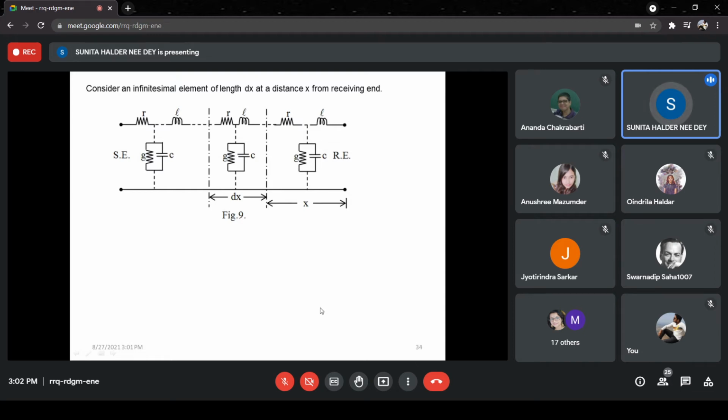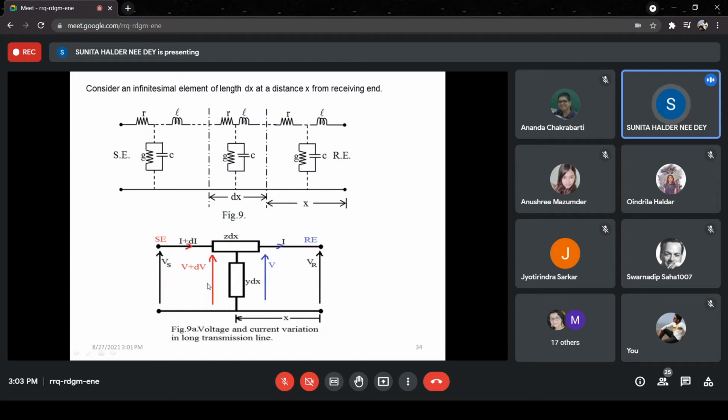Now let us consider a very small infinitesimal length of a line at a distance x from the receiving end. We are measuring distance from the receiving end, at a distance x. We are taking a small length of the line, dx. Here I have shown you a bigger length just to make you understand. Actually dx tends to 0. Then it is like this.